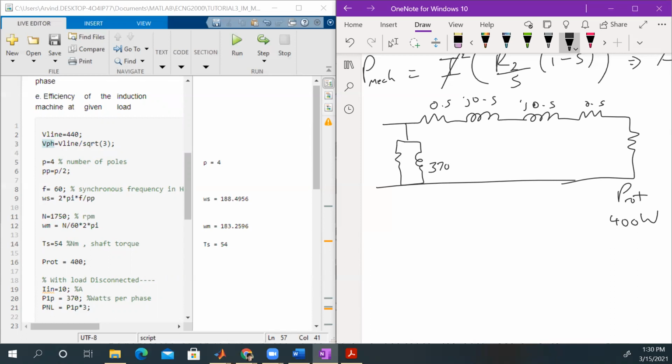And we have still our 4 poles, so we get our pole pairs, our frequency. So here I calculated the synchronous frequency in radians per second. We have our mechanical speed, and then again our mechanical speed in radians per second. So you see there's already a difference there.